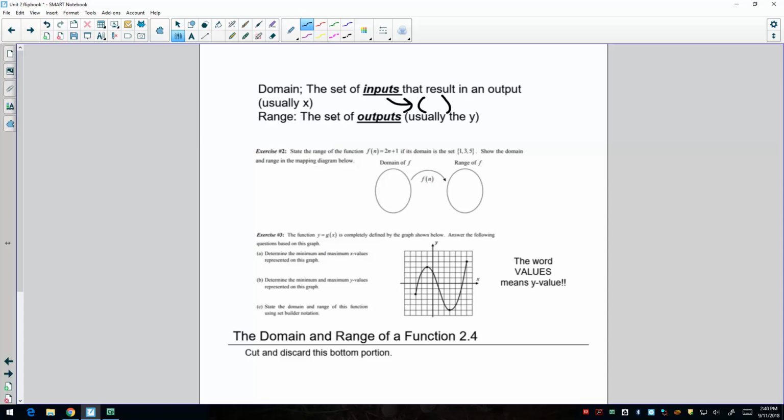The range is the set of outputs. Again, that's usually the Y's. It doesn't have to be Y, but it's usually the Y's.